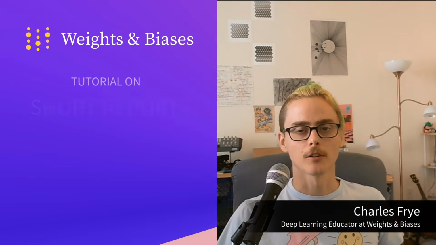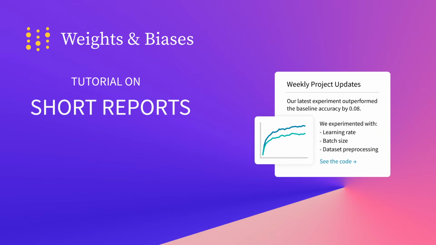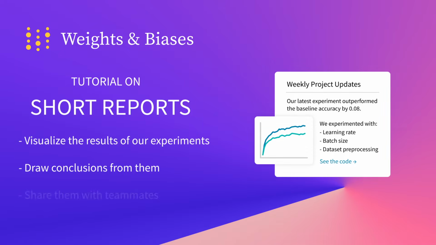In this video, I'm going to show you how to use W&B to write short reports. In a short report workflow, we use the reports feature of Weights and Biases to simultaneously visualize the results of our experiments, draw conclusions from those results, and share those conclusions with our teammates.